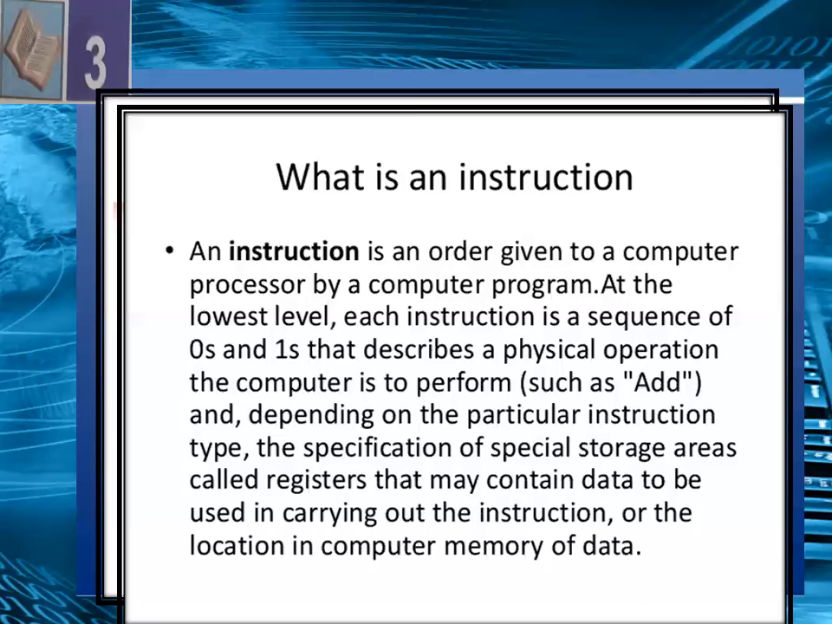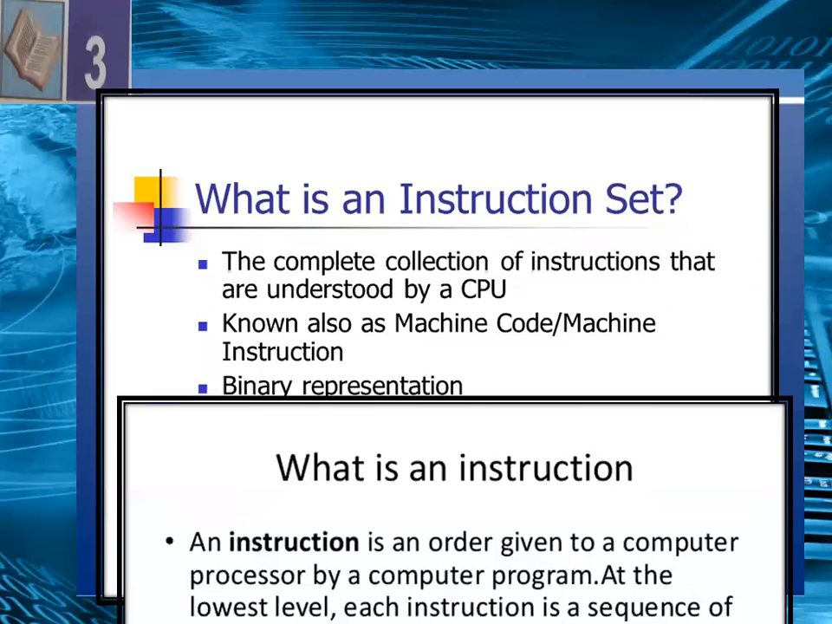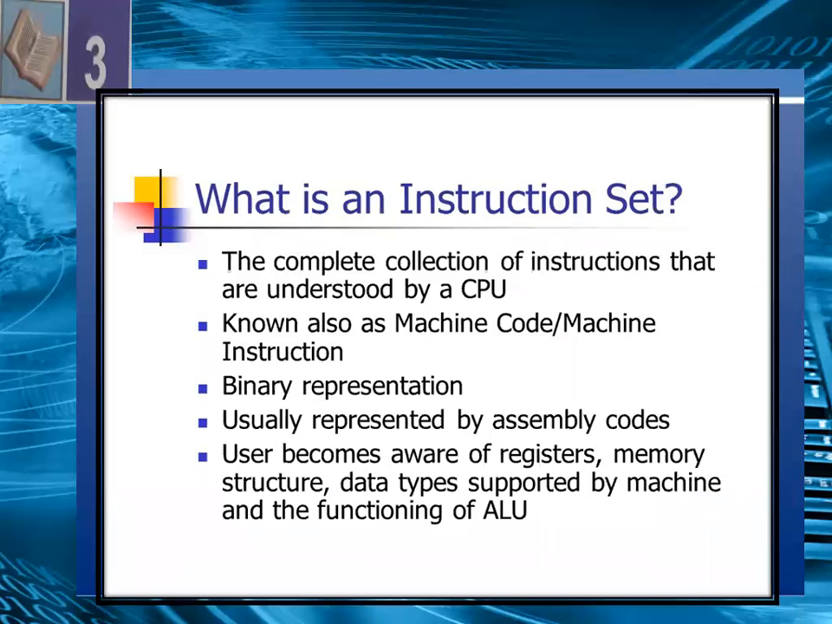So instruction is an order given to a computer processor by a computer program, how to do, what to do. It means that how to do and what to do, what kind of instruction, what kind of work computer and the microprocessor will perform. So what is an instruction set? The complete collection of instructions that are understood by a CPU, known as machine code and machine instruction. It represented by the binary representation.